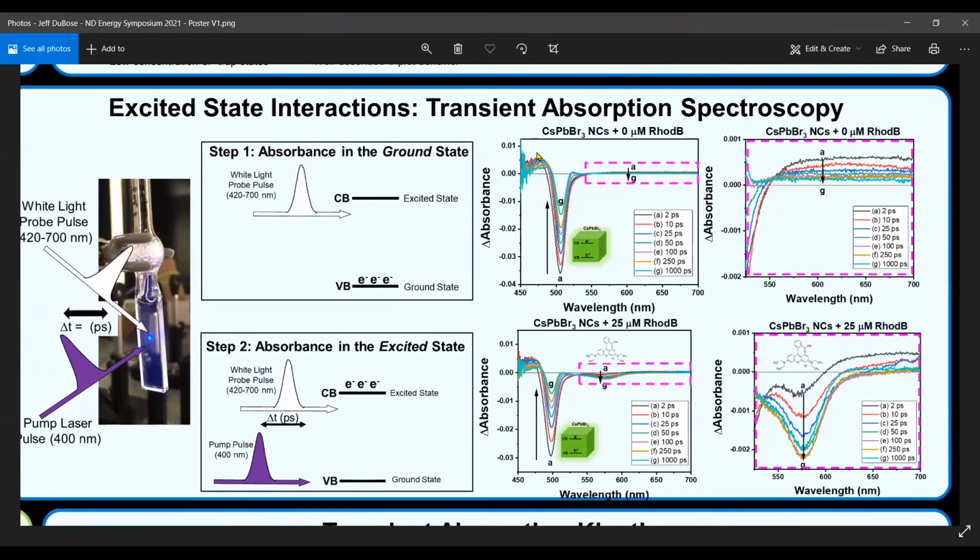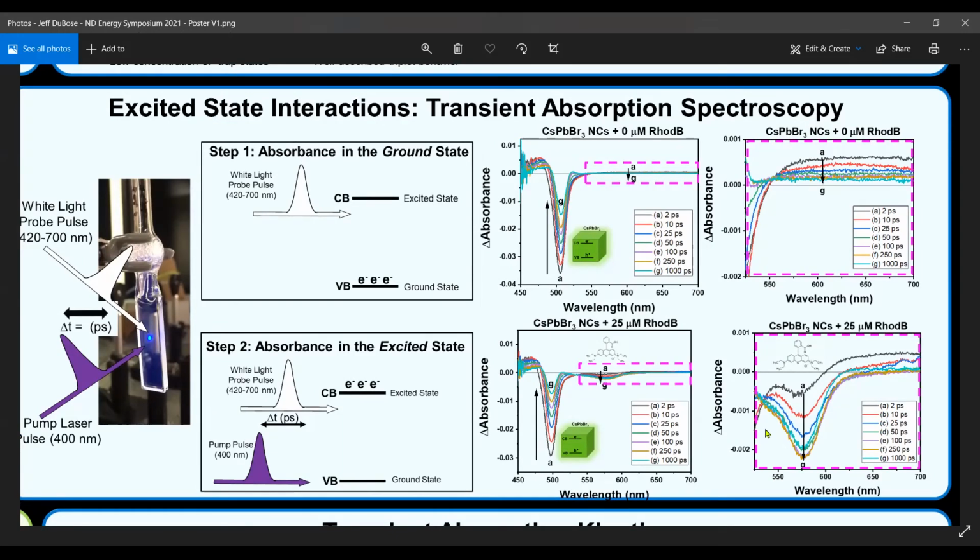So you can see if we look at just the nanocrystals by themselves, you get this nice negative feature here, and that decreases over the course of 1,000 picoseconds. And so that's basically the electrons that have been excited, and as they relax back down, we get a loss of that signal. And I've just zoomed into this region of interest on this right one. So now when we add the rhodamine B dye molecule into the system, again, we see the same kind of feature from the cesium lead bromide nanocrystals, but now we see a little bump down here. And if we zoom into that, now we actually see the transient absorption spectrum coming from the rhodamine B.